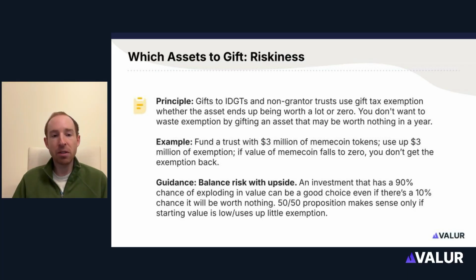So this kind of pairs with the first one, which is appreciation potential. When I was talking about that, I was saying you want assets that are going to appreciate a lot. The flip side is that you don't want assets that are going to completely tank or have a good chance of being worth nothing, at least if you're using a lot of exemption to get them into your trust. Let's say you have a meme coin and it's worth $1 million, and you think it might go up to $10 million, but also there's a pretty good chance it's going to be worth nothing in a year. That's probably not a great asset to put into a dynasty trust.